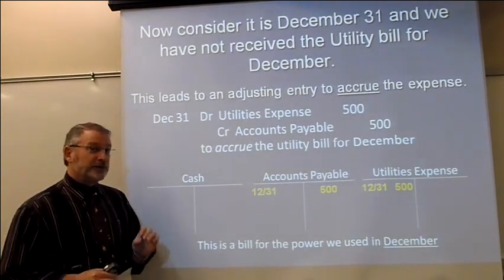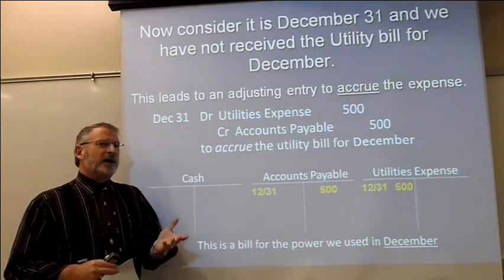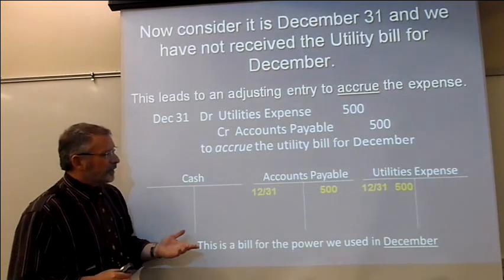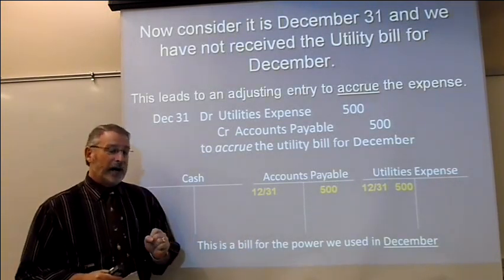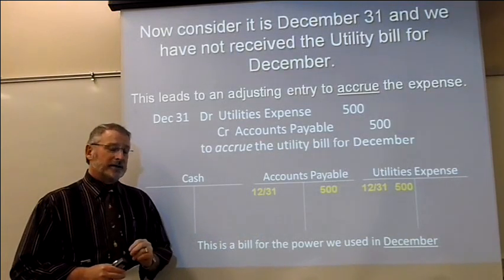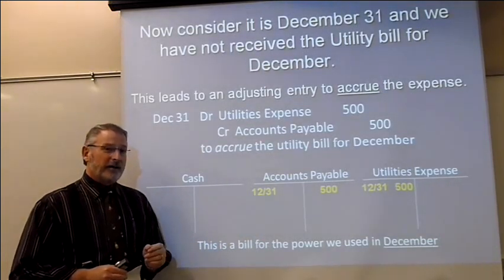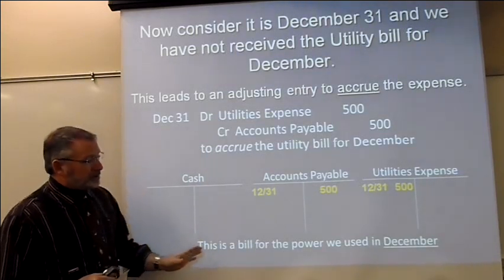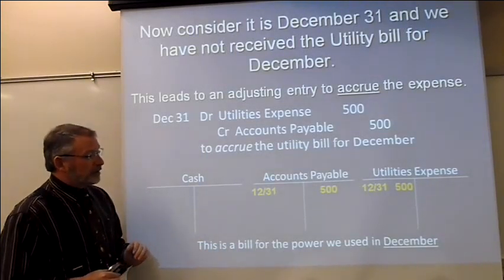You remember that with some sort of fear and trepidation. So we accrue this amount that we owe the utility company. We debit the expense for the power that we used in December, and we record that we owe the utility company the $500. Now we don't know that it's actually $500. That was just an estimate. And this is the bill for the power that we used in December.